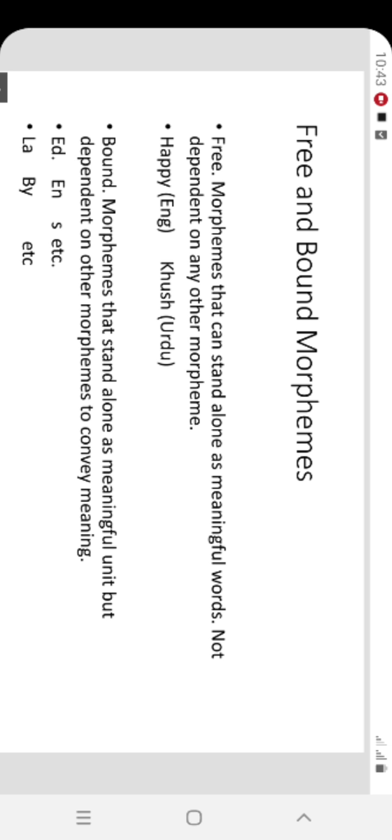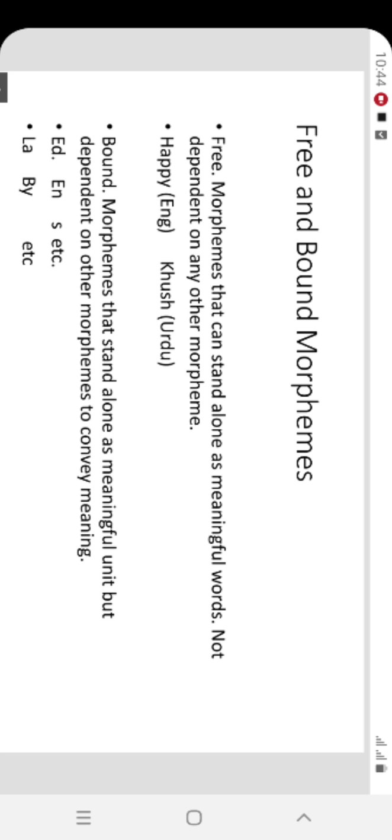Bound morphemes are those that do not give us any meaning when they are independent. For example, ed, en, la, by, whatever. La means la hasil, hasil and la hasil in Urdu. Hasil means that can be achieved, and la hasil means that cannot be achieved. So the addition of la, because la independently in Urdu does not give us any meaning, but when it is attached with hasil, it becomes la hasil. So the meaning of the word is changed to its opposite.